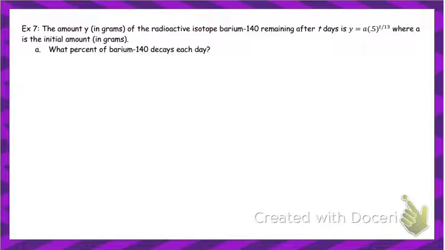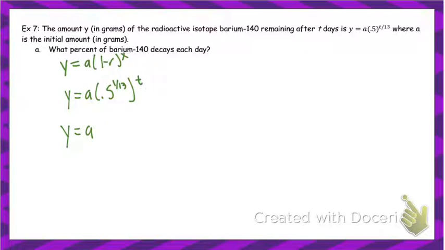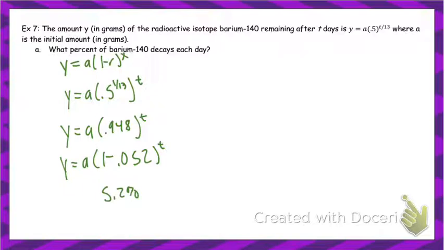One of them is we can use what we did at the very beginning of the notes. I can rewrite this model into the form of a(1 minus r) to the x. So using exponent properties, I can rewrite this as 0.5 to the 1 over 13, to the t. I can plug 0.5 to the 1 over 13 into a calculator, which is going to give me 0.948 to the t, which I could then rewrite as 1 minus 0.052. That makes it pretty clear that my decay rate then is 5.2%.